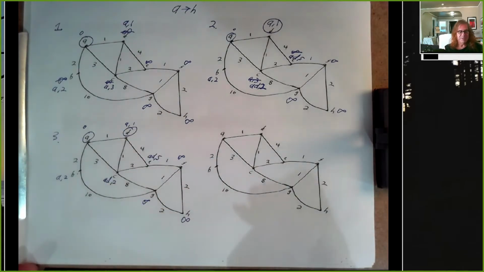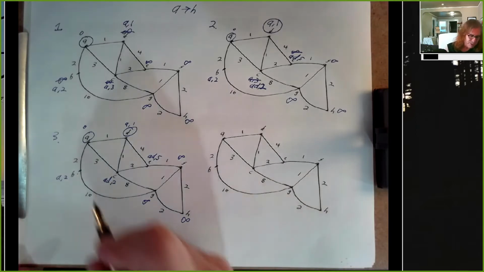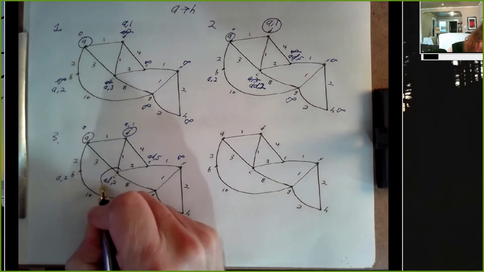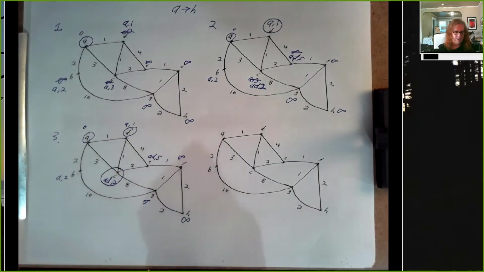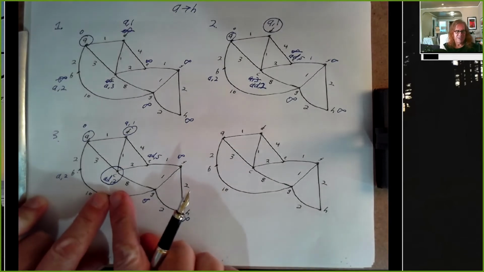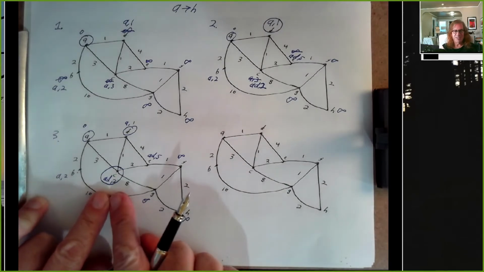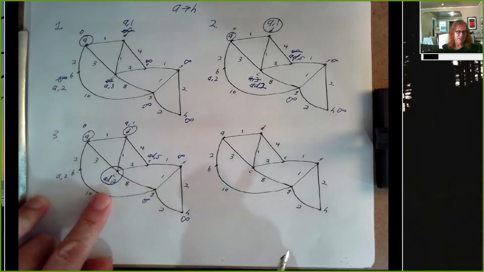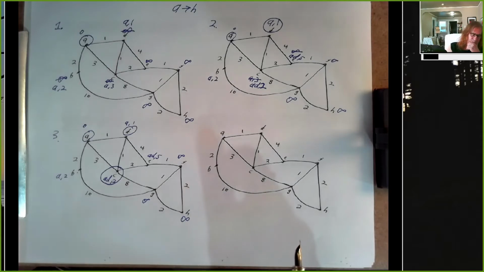I'm going to go ahead and visit that, which means I'm going to circle it. Which means I know now that the best distance I can get from A to C is 2. I'm not going to find anything better. And a path for doing that is A followed by D. All right, so now relax the nodes that are connected to C.